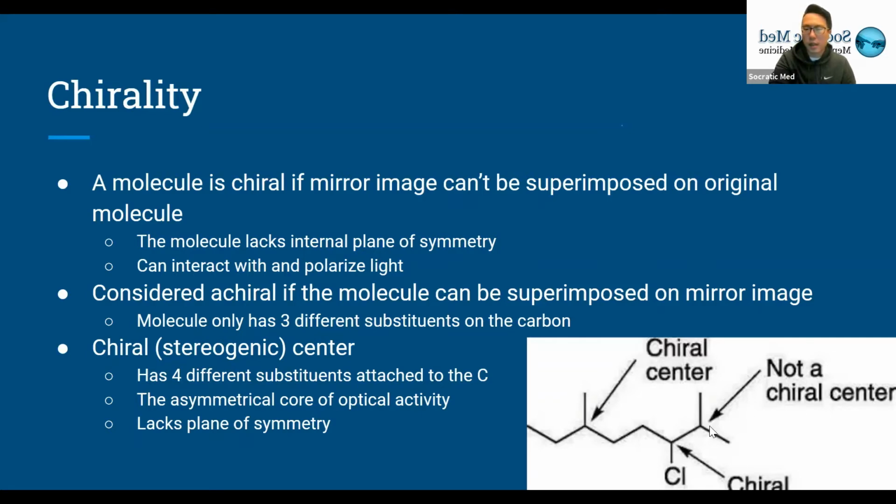But then this arrow on the right is pointing to a carbon that's not a chiral center because it's bonded to 3 carbon chains, but 2 of them are methyl groups, which are the same group, and then a hydrogen group. So it would only have 3 different substituents, which wouldn't make it a chiral center because it needs 4 different groups. So any molecule with at least 1 chiral center can be considered chiral if it also doesn't have a plane of symmetry.